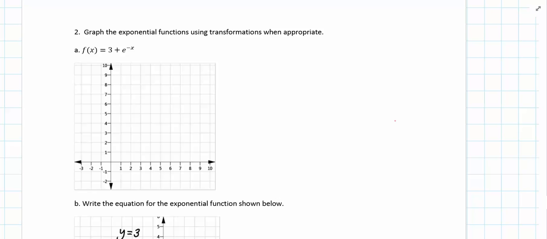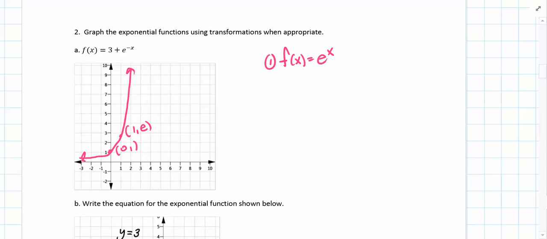Okay, here's number 2. We want to graph the exponential function using transformations. So again, the first thing we would do, number 1, is graph the parent function f of x equals e to the x. That would be (0, 1) and (1, e), and that's how we would label it. Okay, no big deal so far. So we go up, and it would look something like this using transformations.